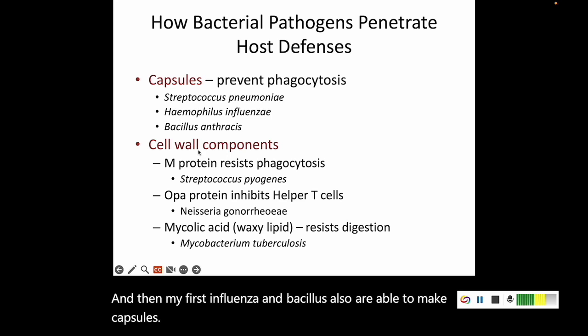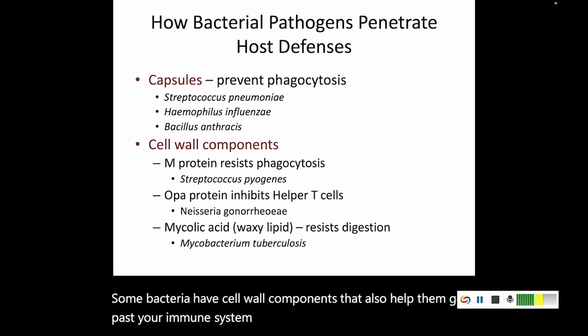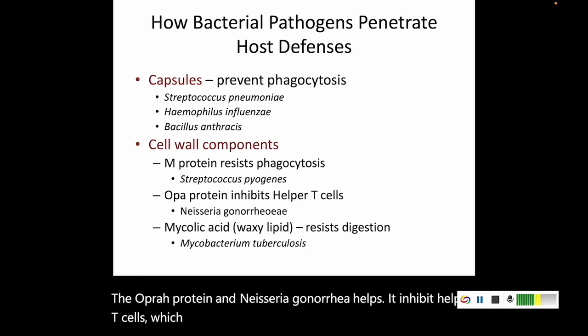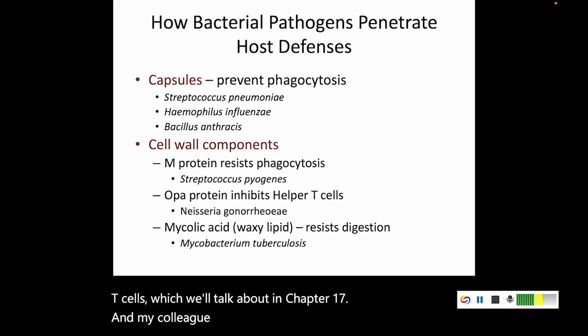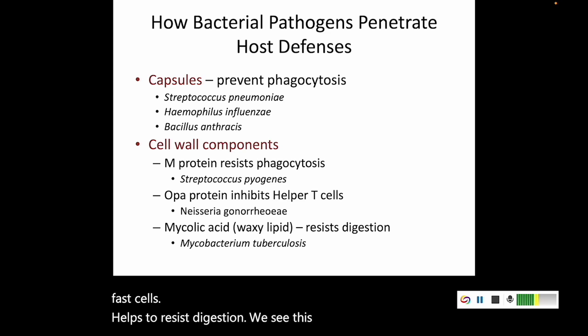Some bacteria have cell wall components that also help them get past your immune system. The M protein in Streptococcus pyogenes helps resist phagocytosis. The Opa protein in Neisseria gonorrhoeae helps it inhibit helper T cells, which we will talk about in chapter 17. And mycolic acid, or that waxy lipid on the surface of acid-fast cells, helps resist digestion. We see this in Mycobacterium tuberculosis.